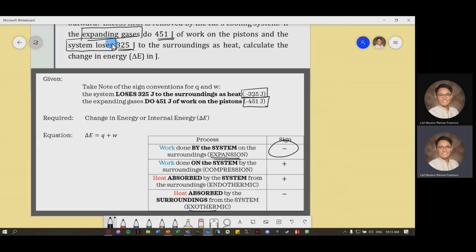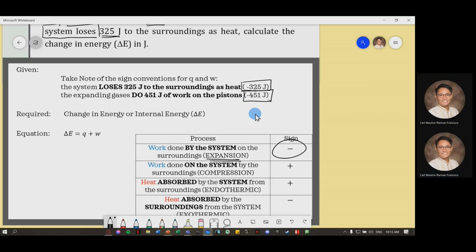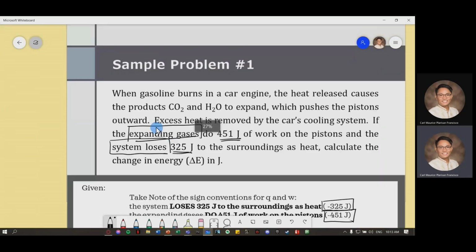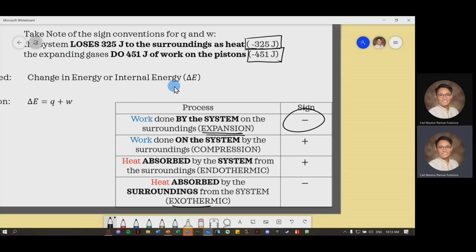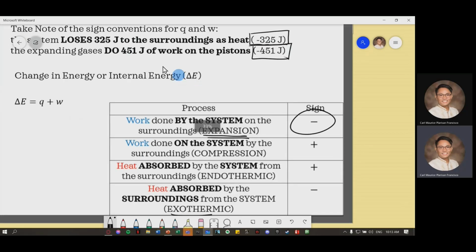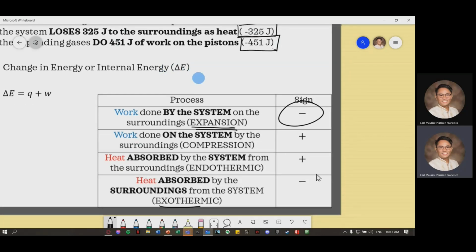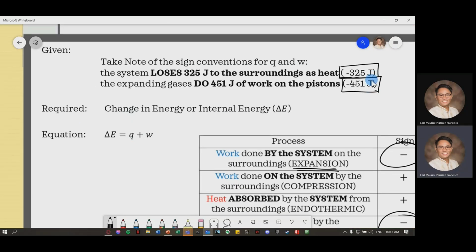So it mentions expanding gases. So the work, instead of 451, because it expanded, expansion is negative, negative 451. Then the heat, it says heat is lost, release heat. So instead of writing it as 325, we can write it as negative 325, because it is exothermic, the system lost heat. So this will be our given, negative 325 and negative 451.